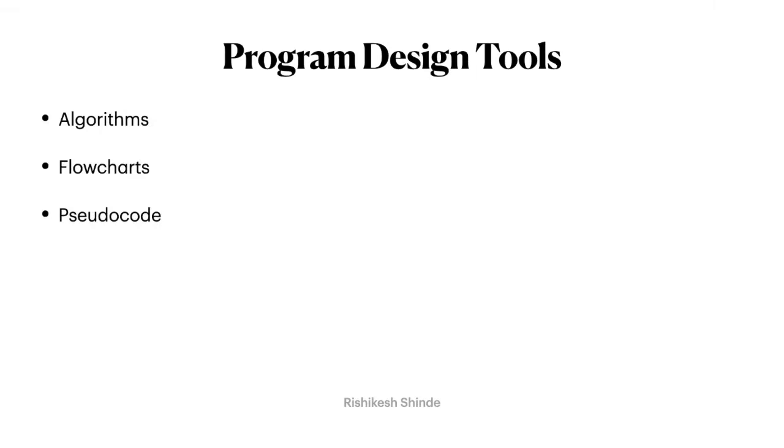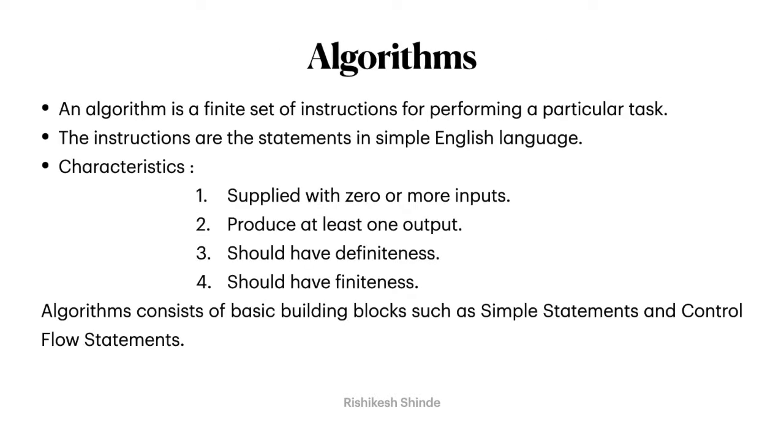Today we will start with program design tools. There are mainly three program designing tools: algorithms, flowcharts and pseudocode. Today we will start with algorithms. Let us have a look at what is algorithm. Algorithm is a finite set of instructions for performing a particular task. The instructions are nothing but the statements in simple English language.